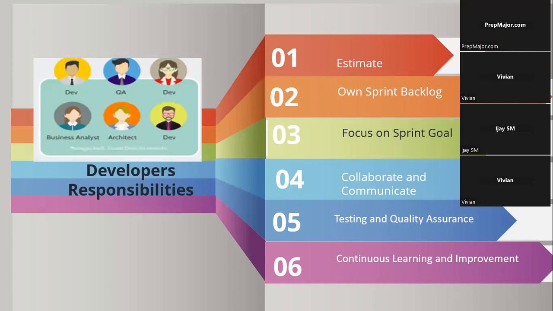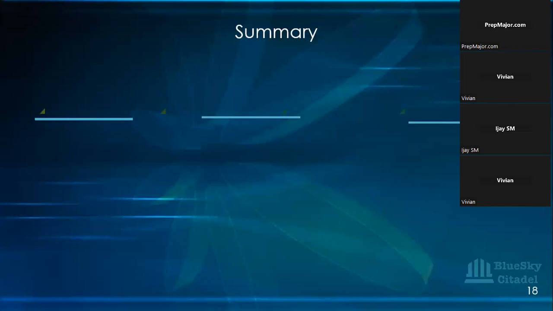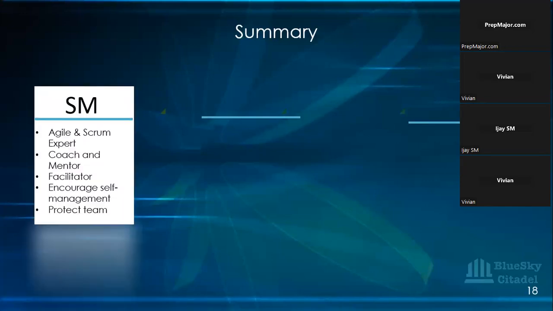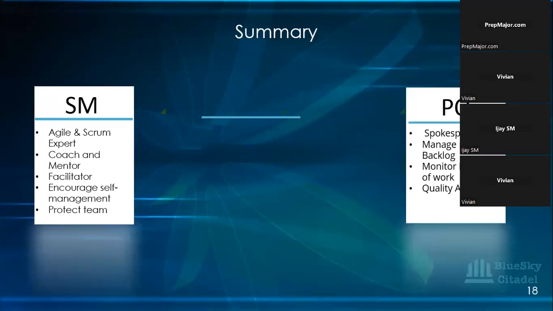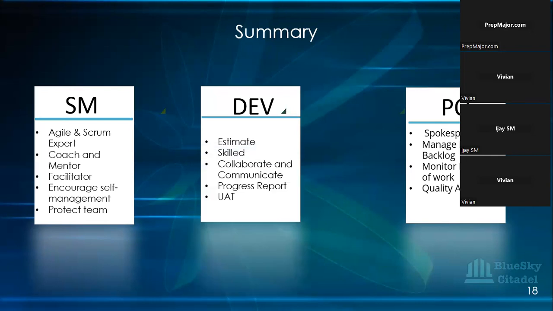So I'll just give a brief summary of what we've gone through. So the summary, SM, they are Agile and Scrum experts. They coach and mentor, they facilitate, they encourage self-management, and they protect the team. The PO is the go-to person for the knowledge about what is required from the stakeholders. They manage the product backlog. They monitor progress of work and ensure that what is being carried out during the sprint is required.